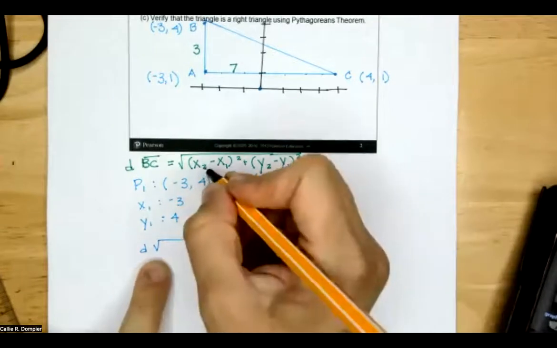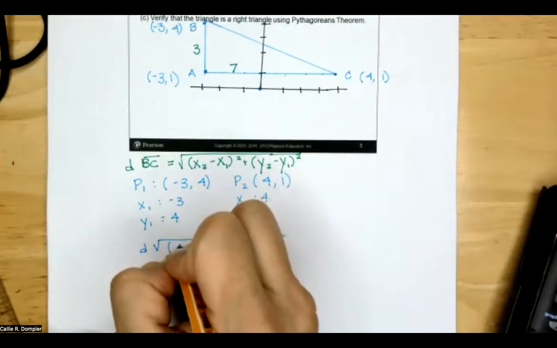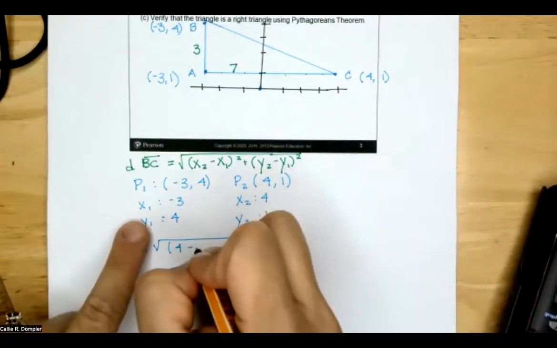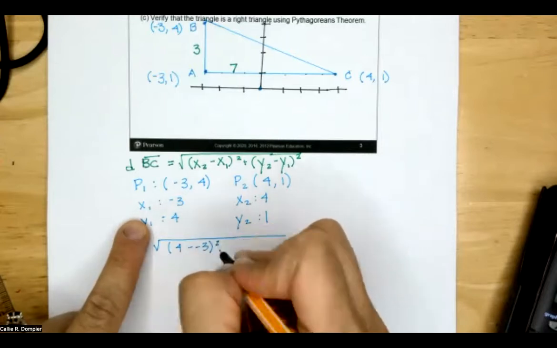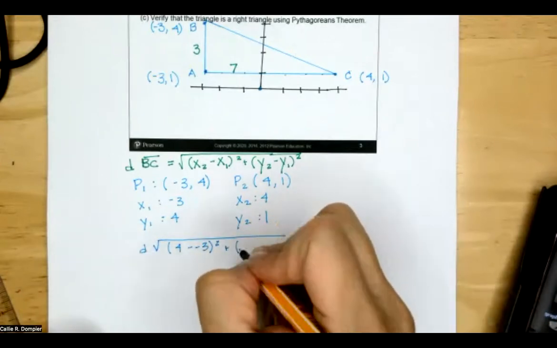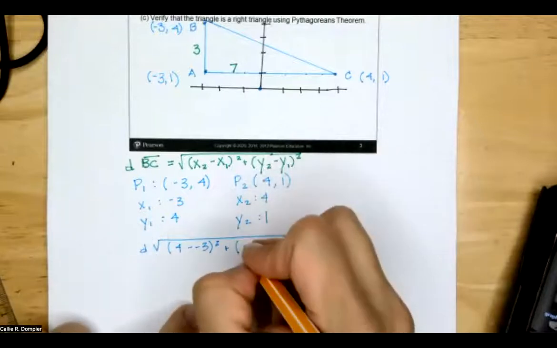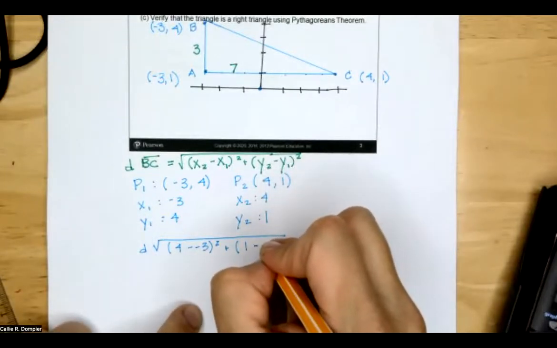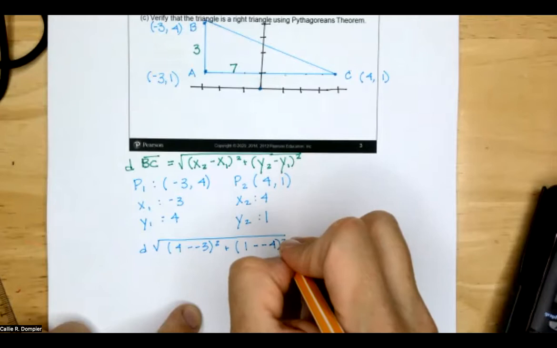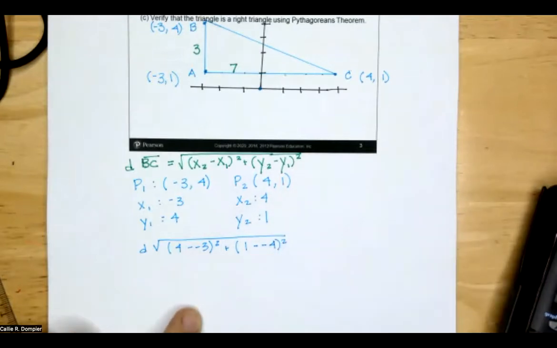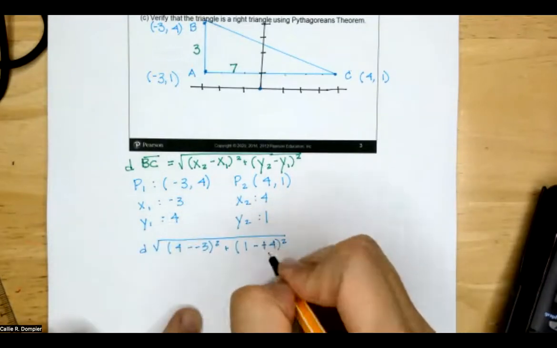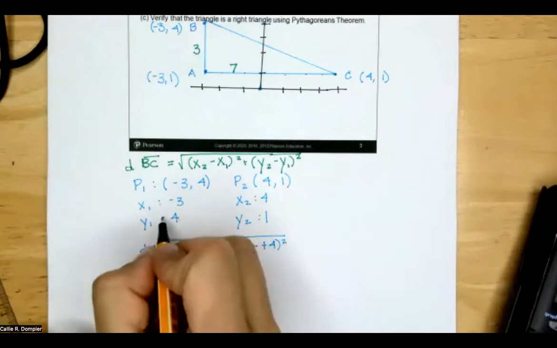We're just filling in the blanks. X2 we decided was 4 minus -3 squared plus y2 is 1 minus 4 squared. Oh, sorry, it's not a -4. I just wrote almost an equal sign, so it looked like a -4.